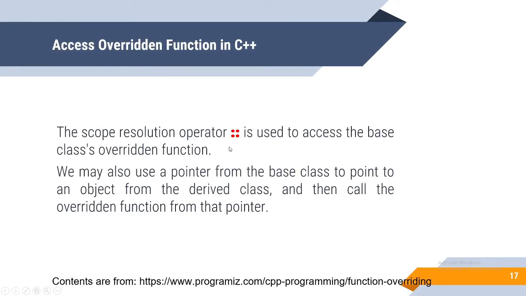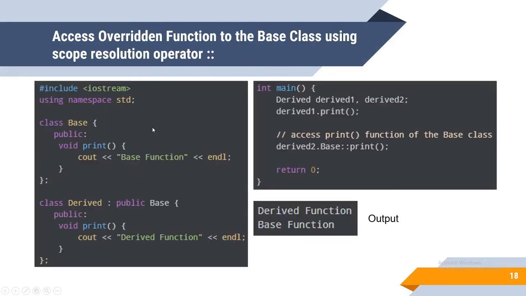So we can use another one, which is accessing the overridden function in C++. The scope resolution operator is used to access the base class overridden function. As you can see, we will create two objects using the Derive class, Derive 1 and Derive 2. These two objects are created using the Derive class, so we will not use the base class name to create another object. And to call the member function, we have here the statement derive2.base::print.